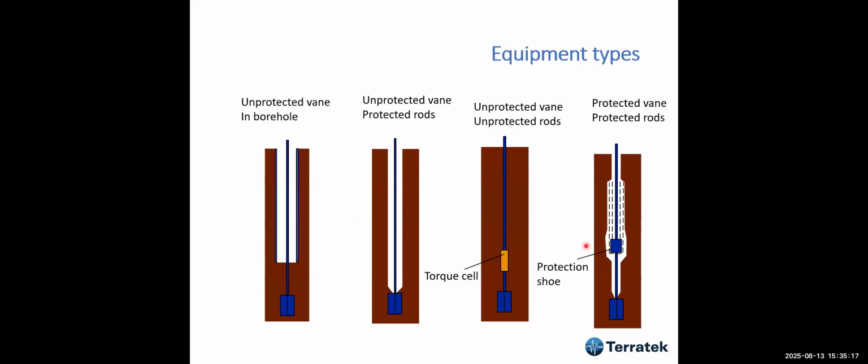I did a lot of work on this, and I won't be able to talk about it because we don't have the time. But this is the unprotected vane in a borehole. I thought in the beginning that it could work, and we did a lot of work on that. Then we have the unprotected vane with protected rods. This was a French design from the 80s. And then we have today the torque cell, which, if we use it, is okay.